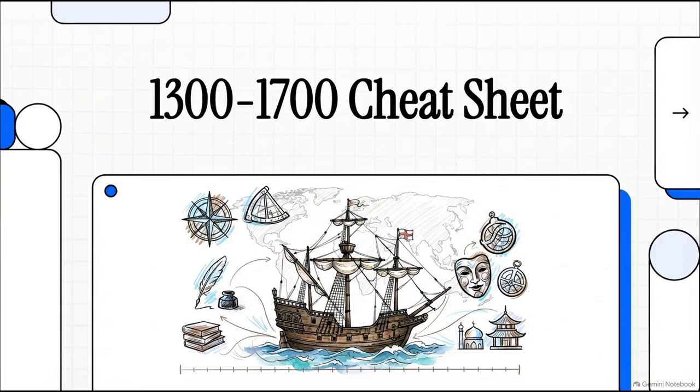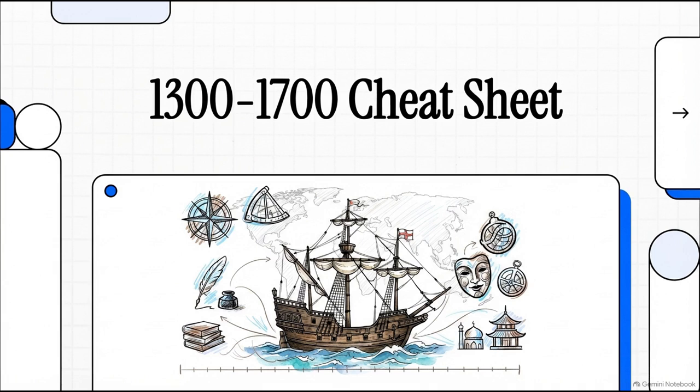Welcome to The Explainer. So, you're looking for a detailed, easy to understand breakdown of global history from 1300 to 1700 to help you absolutely crush your exams? Well, you are in the right place. We've got about 30 minutes to build a comprehensive, high yield mental map of centuries of massive cultural shifts.